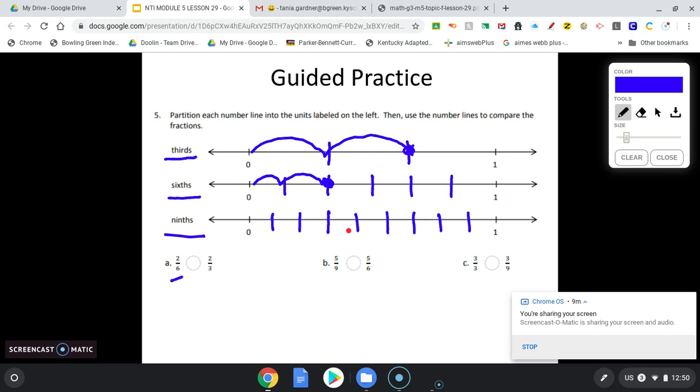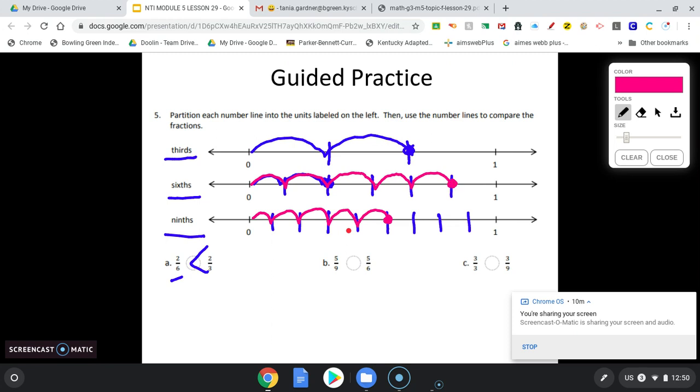So which is closer to 1 whole? Very good. 1/3, 2/3. So 2/3 would be closer. 2/6 is less than 2/3. Let's look at 5/9 and 5/6. So let's use a different color. And let's find 5/9. So here's ninths, 1/9, 2/9, 3/9, 4/9, 5/9. And let's find 5/6. 1/6, 2/6, 3/6, 4/6, 5/6.